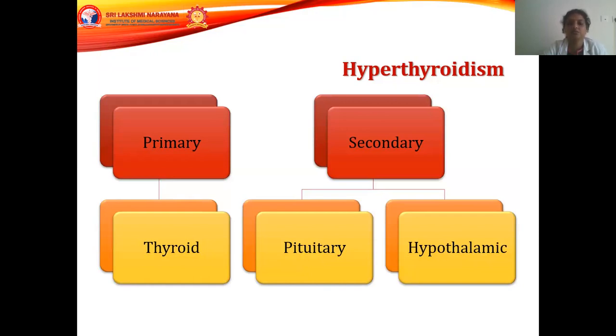And next, coming on to the hypersecretion, this once again can be either primary hyperthyroidism or secondary hyperthyroidism. Primary hyperthyroidism is because of the defect in the thyroid gland, and secondary is because of the defect in the pituitary and in the hypothalamus.